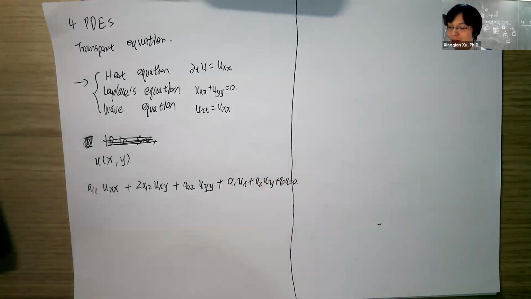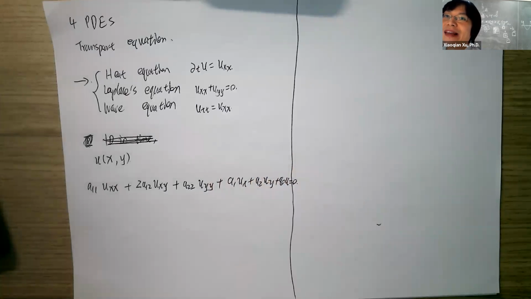Okay? You can see that it has every term that you want. And for simplicity, let's even assume more. Let's assume all the coefficients do not depend on X and Y. Okay? Everything is just a constant. Then this is the general form of the constant coefficient second order linear differential equations.